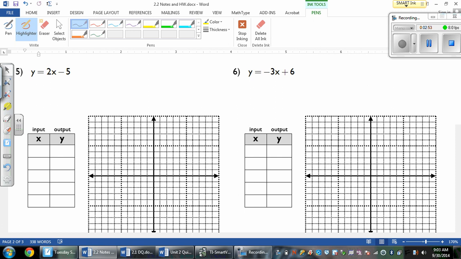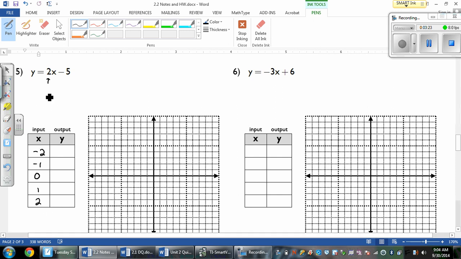My x values are generally going to be the same unless I'm dealing with a fraction. 2 is not a fraction, so I'm not going to be dealing with a special case choosing my input values. So my input values, I'm going to start with 0 in the middle. I'm going to go 2 smaller, so negative 1, negative 2, and then 2 bigger, 1, 2. So those are my 5 input values that I chose. Now I'm going to substitute all my input values into my x and determine what my output value is.